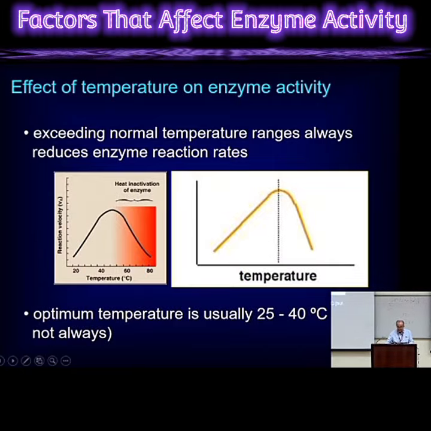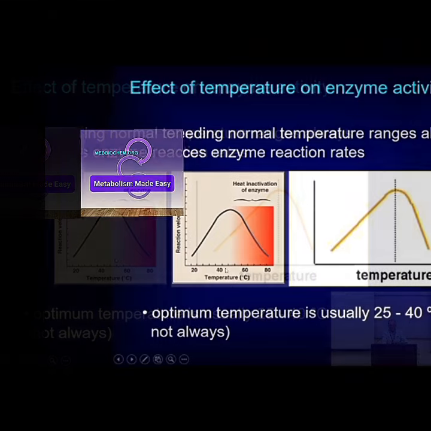Temperature, again, if you look at most enzymes, at least mammalian enzymes, they work in this range, around 25 to 40 degrees centigrade. Below it they get sluggish, you decrease enzyme activity. Above it, you start to denature the enzyme.